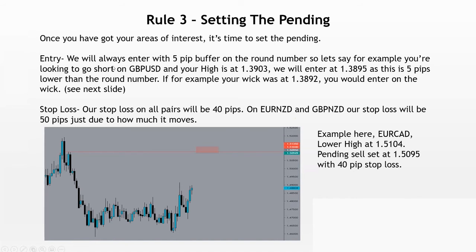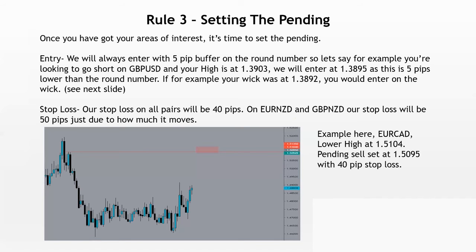So let's say, for example, you are looking to go short on pound US dollar, and let's say the high is at 1.3903. We would then enter the trade at 1.3895, simply because the round number is 1.3900. And what you would do, you would add a 5 pip buffer just to make sure that we are tagged into the trade.